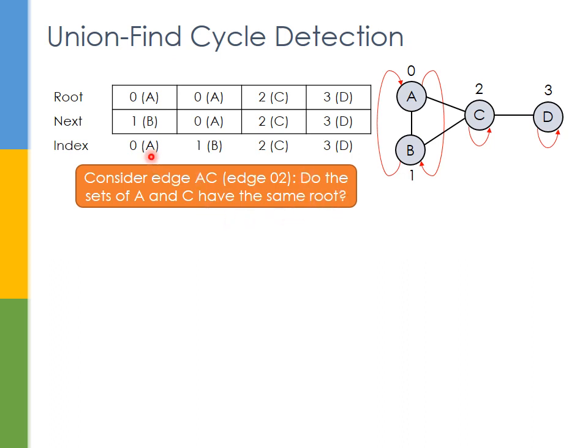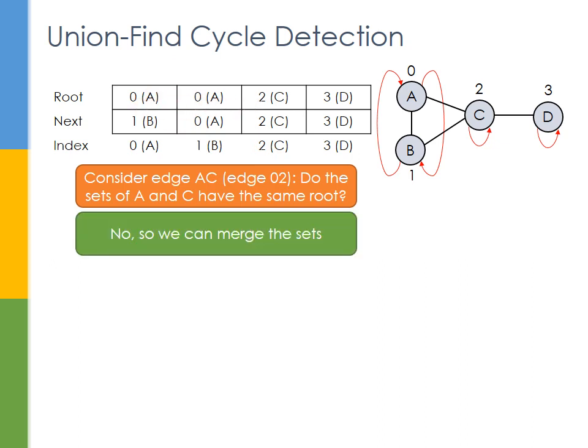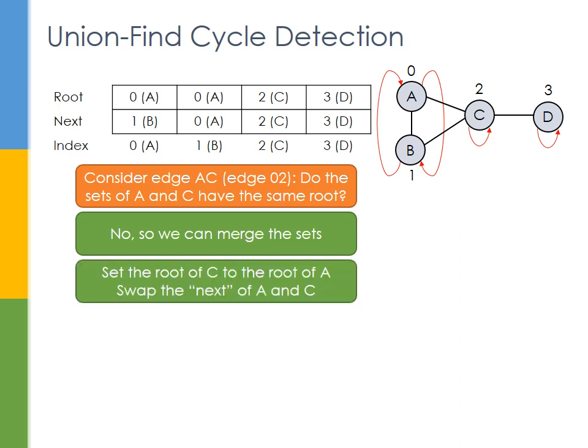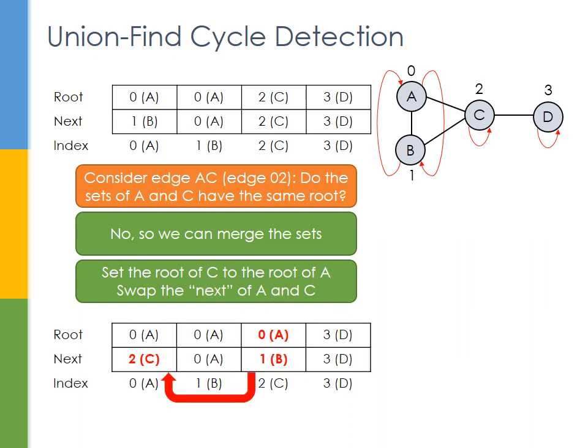So we're considering set A and set C. We look at their roots, and of course we see that those roots are different. So the answer to that question is no, meaning again we have to merge our sets. So we do this by setting the root of C to the root of A, which we can see over here. So the root of C becomes 0. And we then swap the next for A and C, over here.